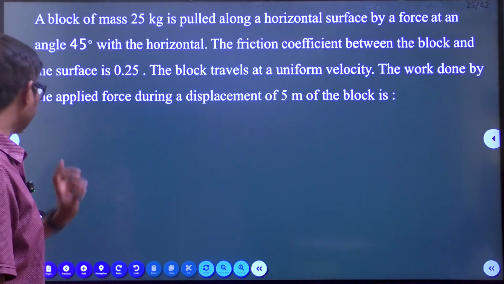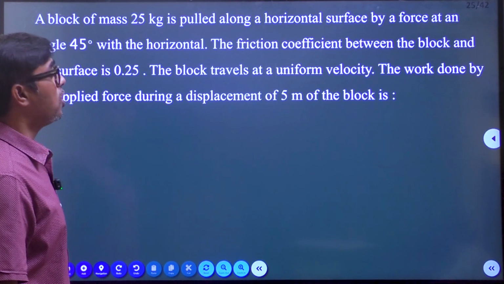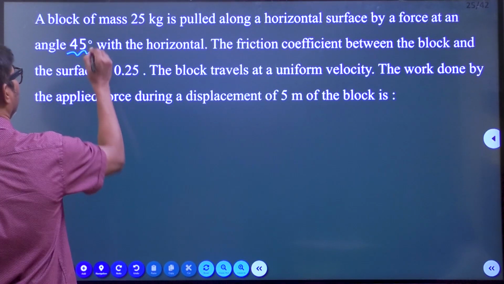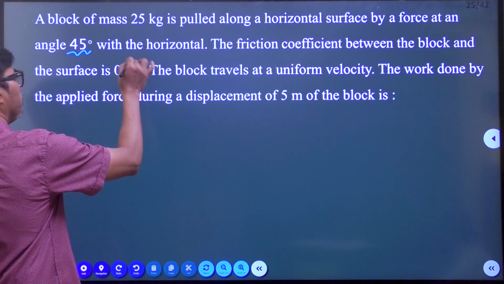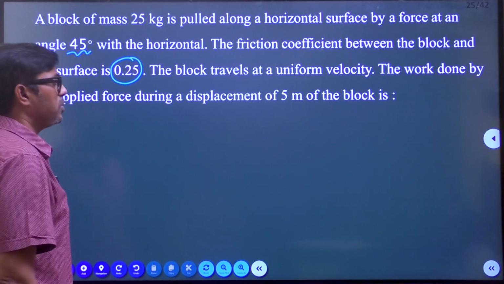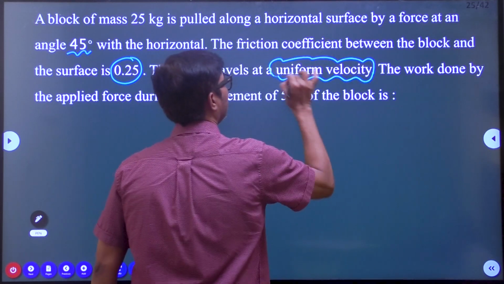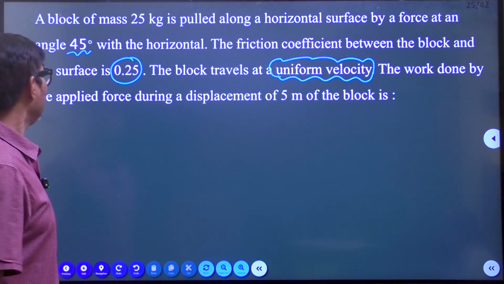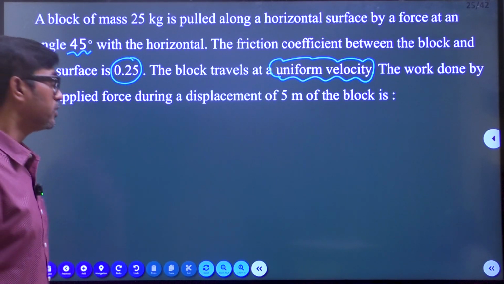Okay, let's move on. A block of mass 25 kg is pulled along a horizontal surface by a force at an angle of 45 degrees with the horizontal. The friction coefficient between the block and the surface is 0.25. The block travels at a uniform speed. So uniform speed, they said, that means acceleration is 0, net force is 0, so we can use that. The work done by the applied force during the displacement of 5 meters of the block is?